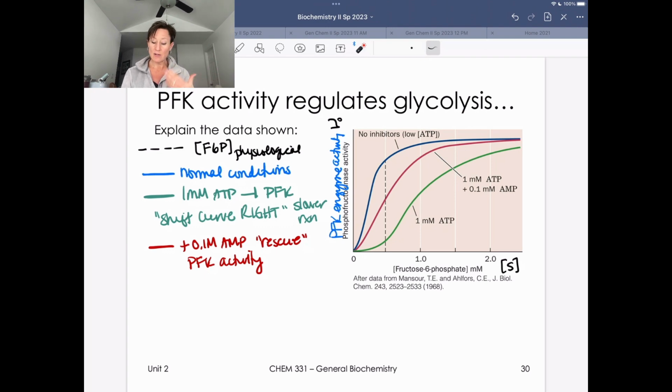Okay, so ATP or AMP, AMP is going to shift that curve back to the left, even in the presence of ATP. So even when we have that inhibitor present, just a little bit of AMP is enough to rescue that activity. So that indicates that AMP is a pretty potent activator.